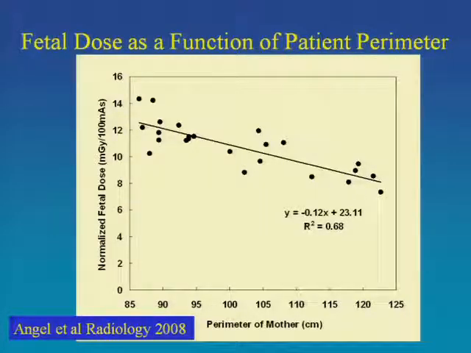A couple of examples of results that we've gotten from this. Again, this is from Erin Angel's paper in Radiology, where we had a graph of patient perimeter. This is the perimeter of the mother, as we measured it on CT, and we tried to standardize how we do that. And on the y-axis, we have the normalized fetal dose. This is milligray per 100 mAs. This is for one particular scanner. And I hope this doesn't look like a surprise to you, because on a normalized basis, as the patient size increases, you should see the dose go down. So this is the kind of result that we were able to extract from our simulations.